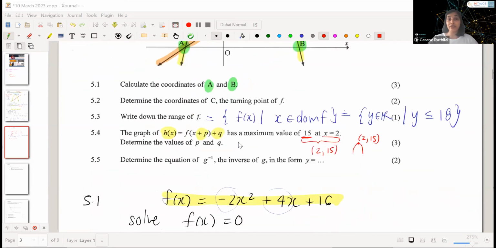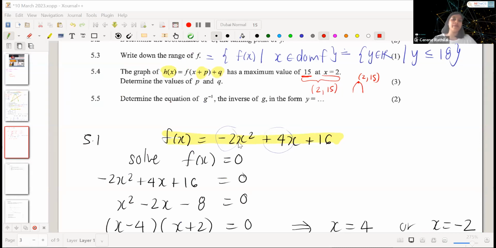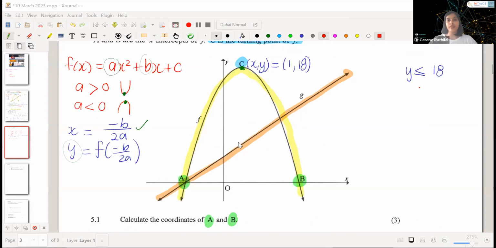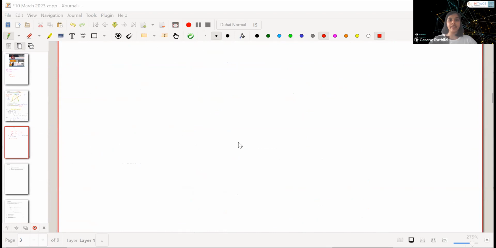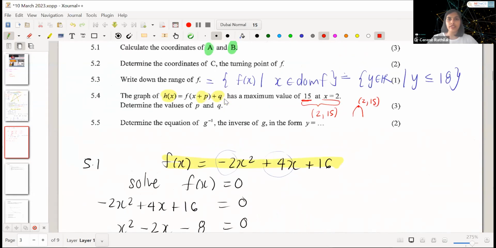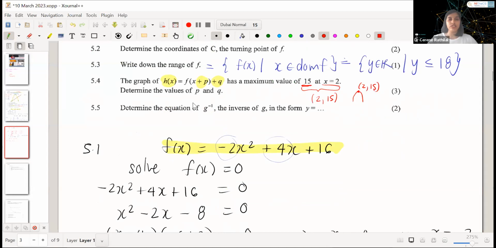Right, let's go to the next part of the question. We are quite slow, so let's see how much we can do. The next part says, determine the equation of g inverse in the form of, okay, so what is g? g is given by 2x plus 4. We want to find the inverse of it. I think this is 5.5. g of x is equal to 2x plus 4. I'll double check this before we start answering the question. Yes, g of x is 2x plus 4. We need to find g inverse.